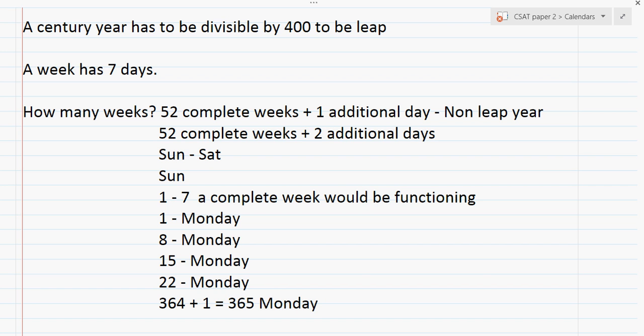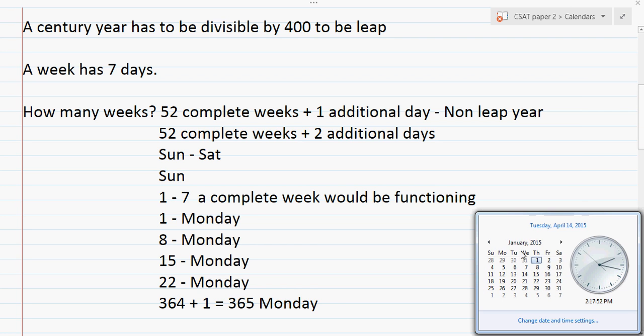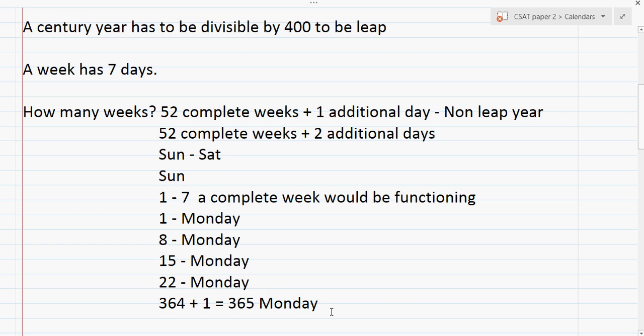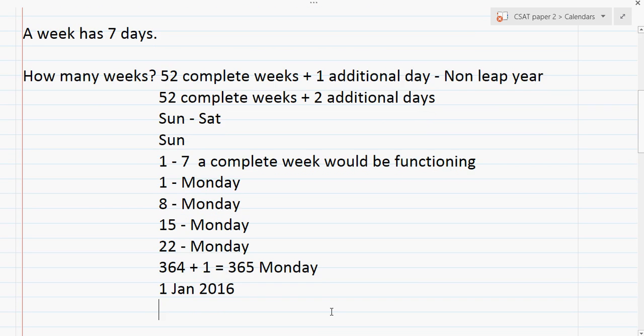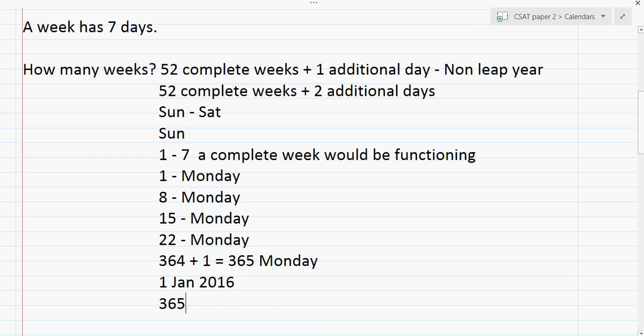Which means if 1st January 2014, let's take 1st January 2014, it was Thursday. So what should be 31st December 2014? January 1st was Thursday, December 31st should also be a Thursday, because we have added 364, which is a multiple of 7 and which is a complete thing, right? So it has to be Thursday. Now if we have to find 1st January 2016, how many days should we add? We should add how much? 365 days, right? 365 days should be added.